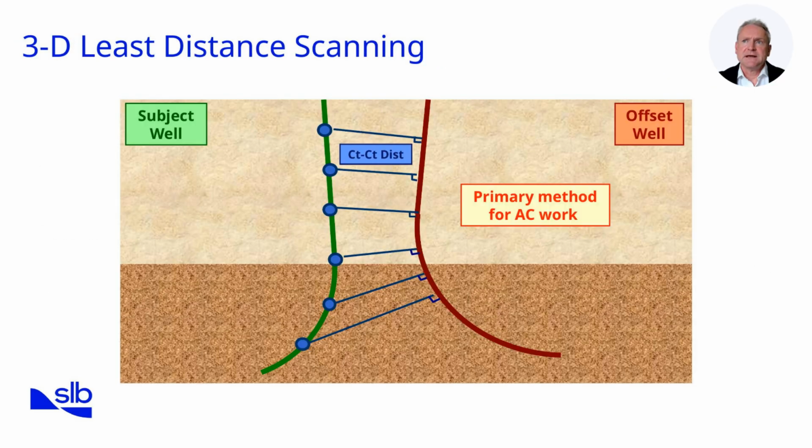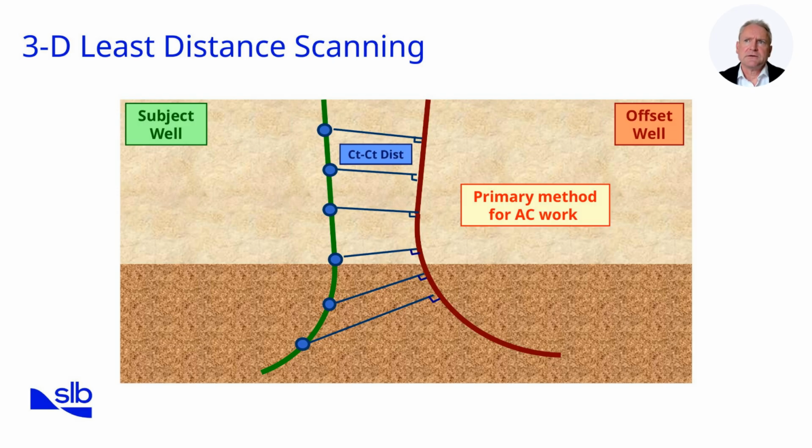3D least distance scanning is the primary method for anti-collision analysis. It calculates the minimum distance between the subject well and all offset wells at defined survey stations. This is done by projecting a line perpendicular to the trajectory of the offset to the subject well. This is a center-to-center distance. Think of it as a radar sweep that identifies the closest possible approach in all directions.